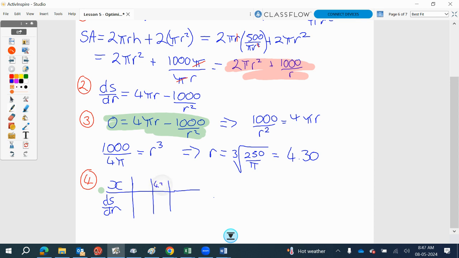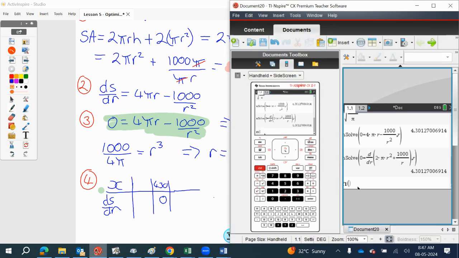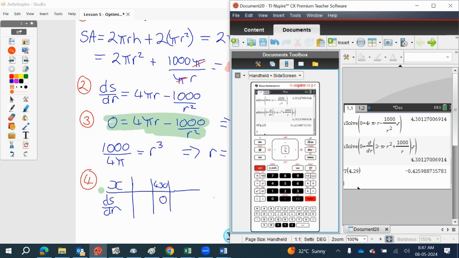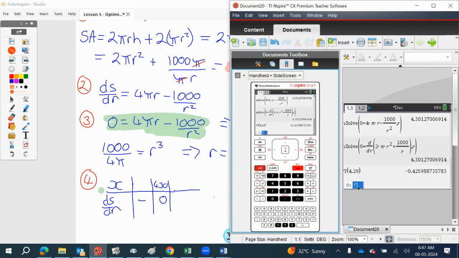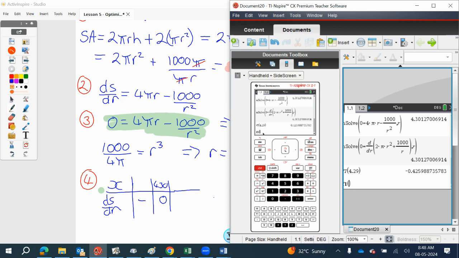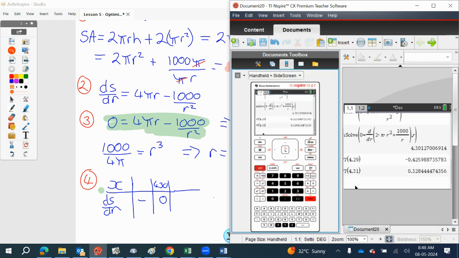So at 4.30, the derivative is 0. What's a value slightly smaller than 4.30? 4.2? 4.29? So we take this function and we can enter in 4.2 or 4.29. This is smaller than 4.3. Is this value positive or negative? What's a value slightly bigger than 4.30? 4.31. Is this value positive or negative?